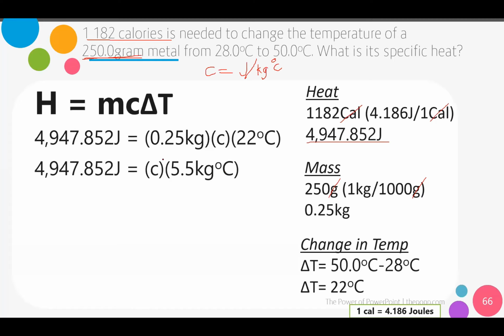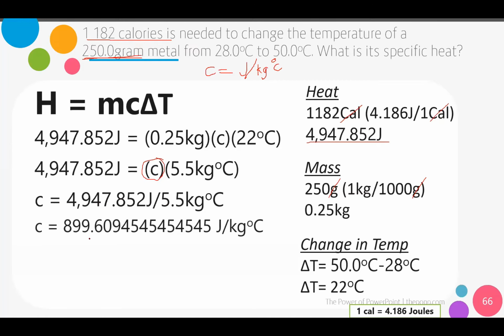So since yung hinahanap natin is si C, or the specific heat, divide natin both side by 5.5 para ang maiwan na lang ay si C. So 4,947.852 divided by 5.5, that is 899 joules per kilogram degree Celsius. So since the least number of significant figure we have is only 3, so we will round this to 3 significant figure.